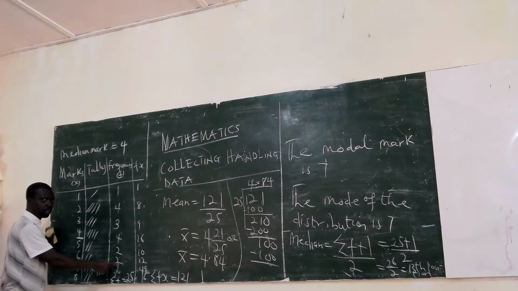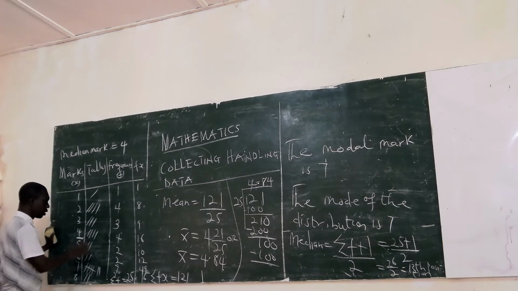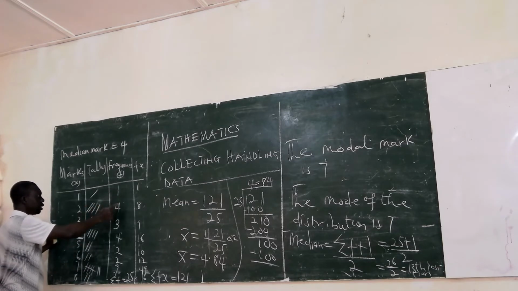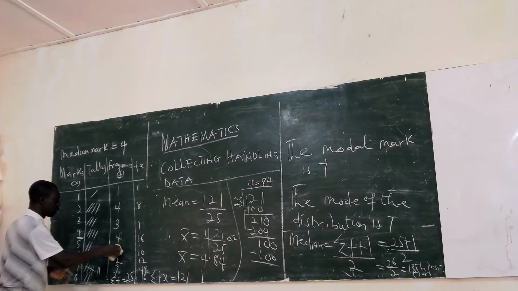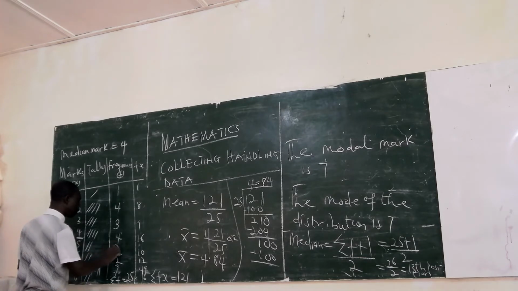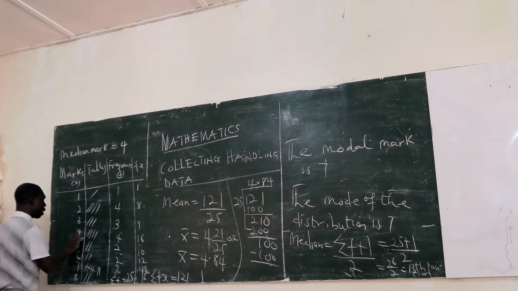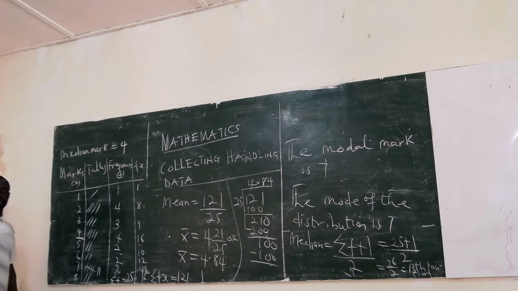9 plus 2 is 11. 11 plus 2 is 13. Let's come here, 12 plus 2 is 14. So we get it on the 14th position. So our median mark is 4.